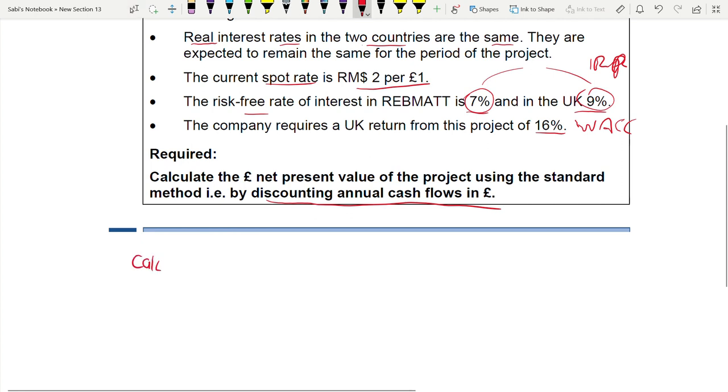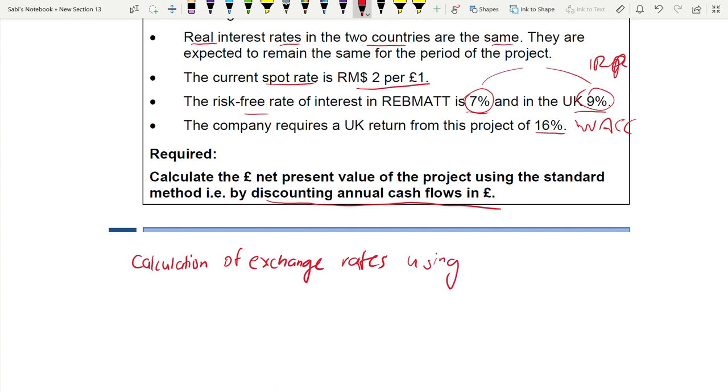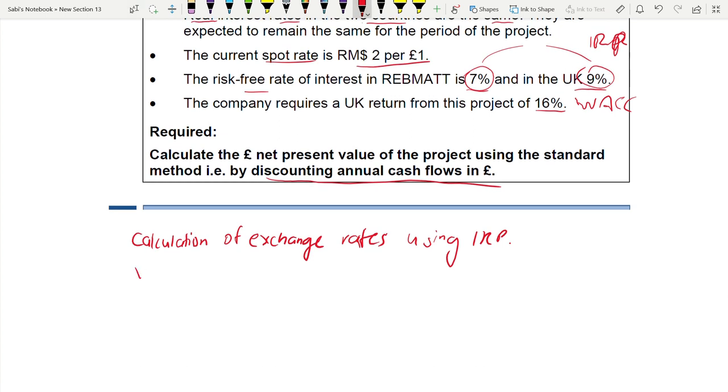I will write the steps for you so that you can do it. Calculation of exchange rates. Now in the exam, when you do this question, you need to write what you are doing. Using IRP is enough. That is interest rate parity. So you have to do it for 4 years, year 1, year 2, year 3, and then year 4.